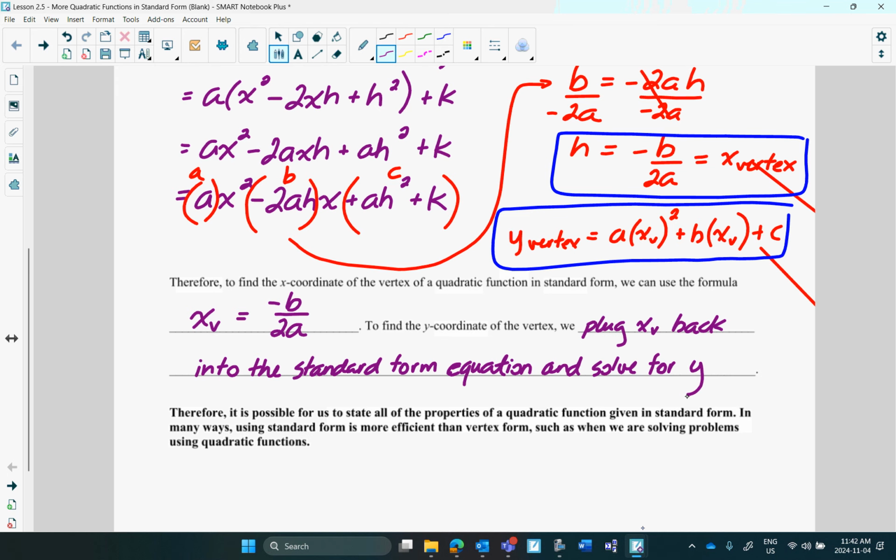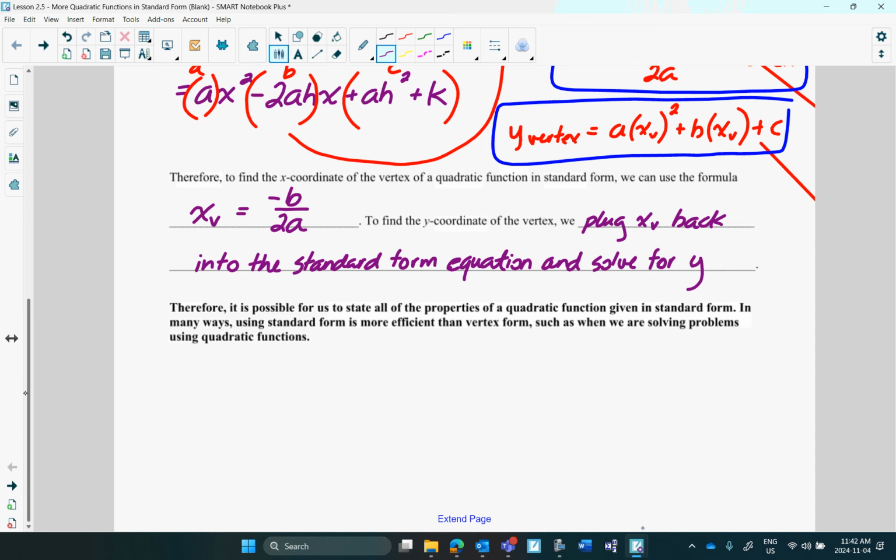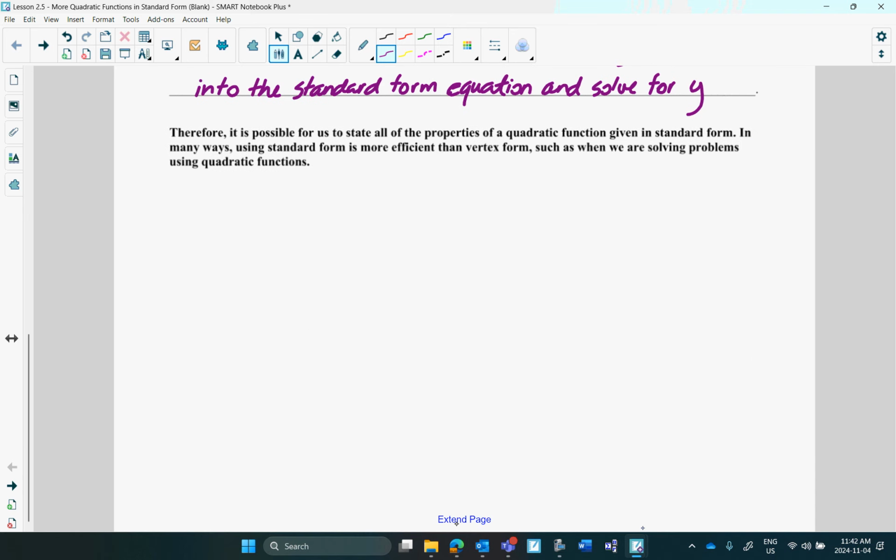So before we jump to the next page, let's just do one example at the bottom here. What if I gave you y equals 5x squared plus 20x minus 1, and I asked you to find the vertex?